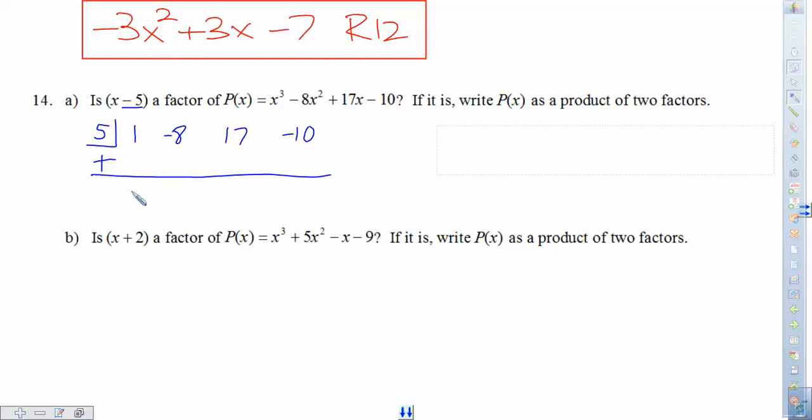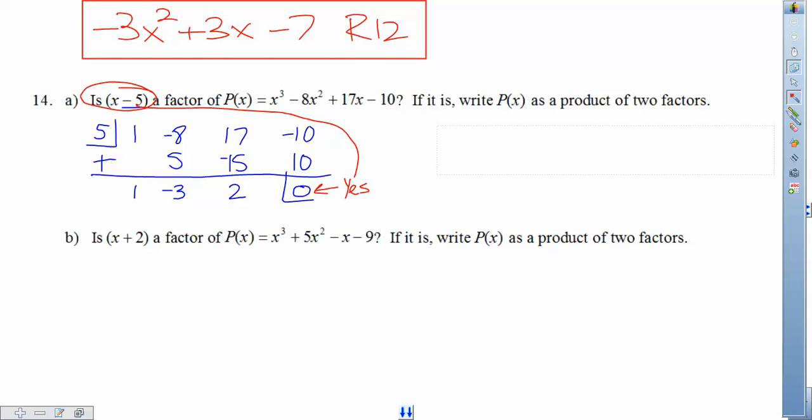And we add, bring down the 1 because there's nothing to add it to. Multiply 5 times 1 gives us the 5. Add those together, that gives us negative 3. Multiply, there's negative 15. And then add that up, you get a 2, and then 5 times 2 gives you 10. And then we get a remainder of 0. So here's the good news. Because we have a remainder of 0, yes, that means that this guy is a factor.